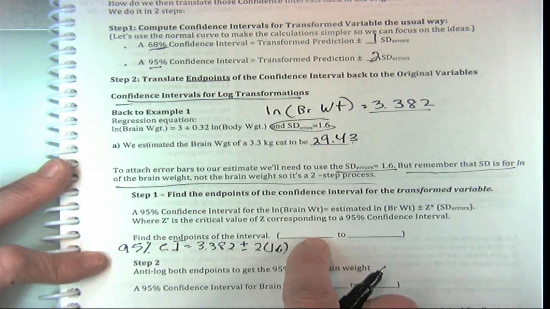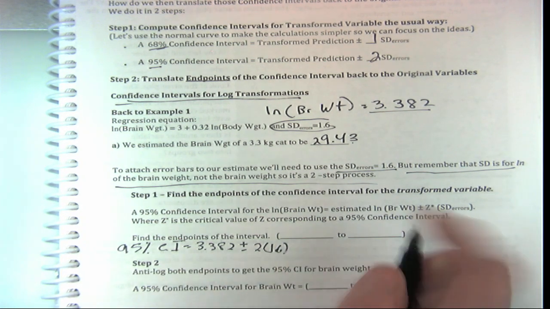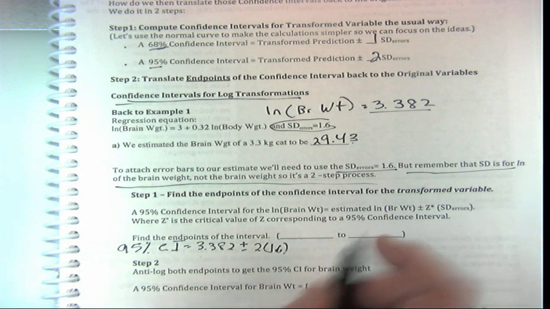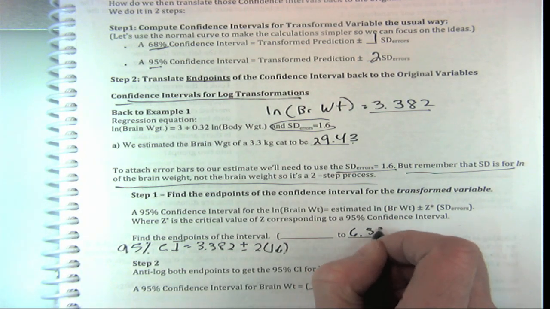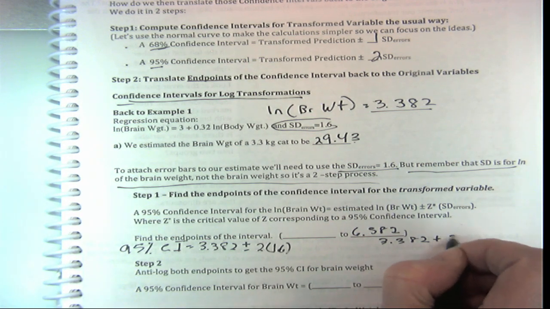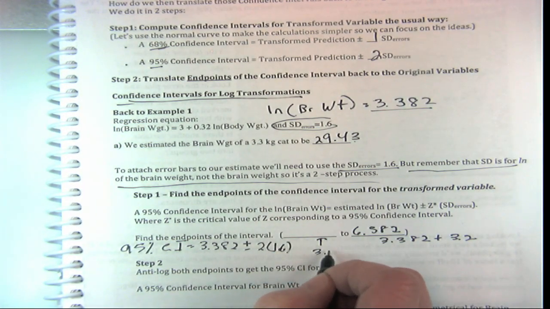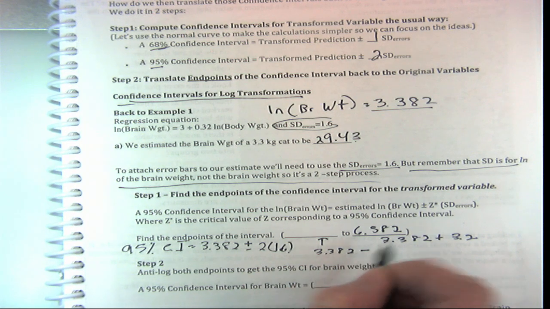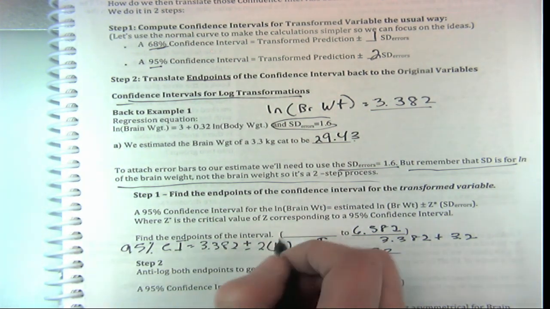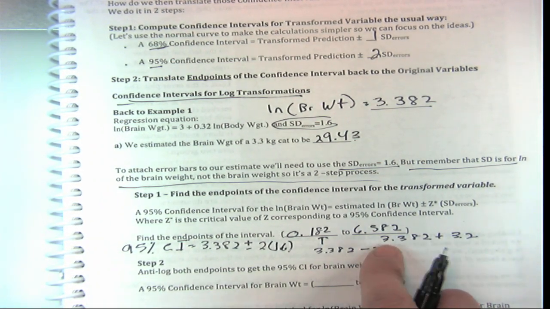So we can put the endpoints of the interval right in here. If we added and subtracted 2 times the error, we'd get 3.382 plus 3.2, so that's 6.582. And then, of course, the other one is 3.382 minus 3.2. So let's get that, and that's 0.182.